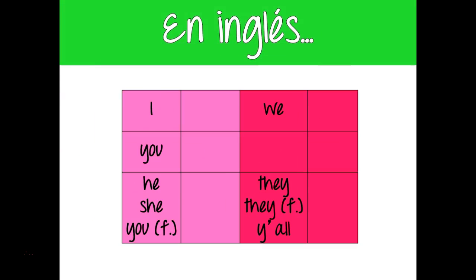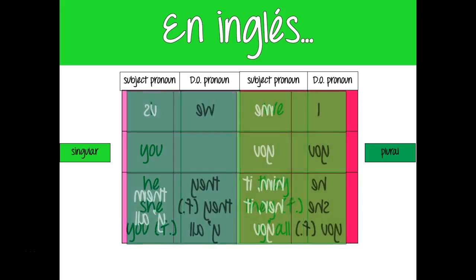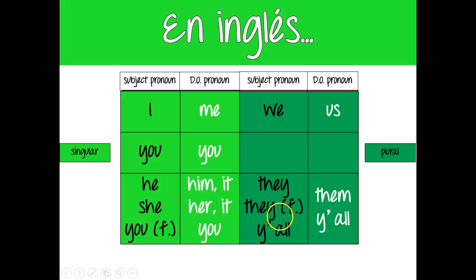So these are what they look like in English. Again, we have our subject pronouns, I, you, he, she, you, we, and they, and y'all. Those come before the verbs. We're not talking about before the verbs. We are talking about after. So this is what they look like in English.